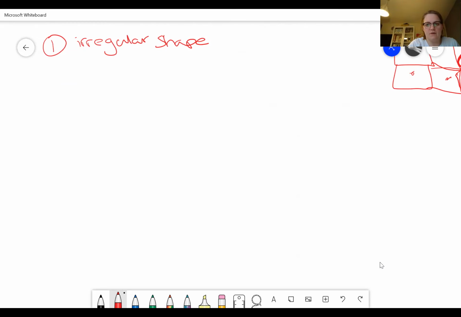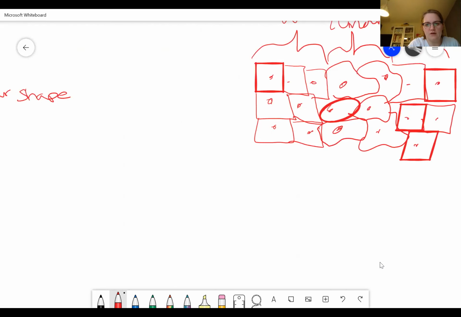Second thing, I didn't draw that part very well, so I'm going to draw them on here. Oh, they're moving. Why are they moving?